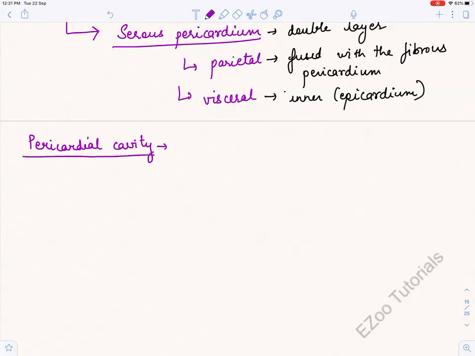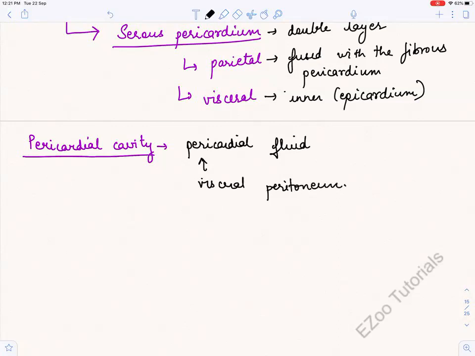Right? Pericardial cavity, it is filled with what? It is filled with pericardial fluid. Very easy. And this pericardial fluid is secreted by what? It is secreted by the visceral peritoneum.